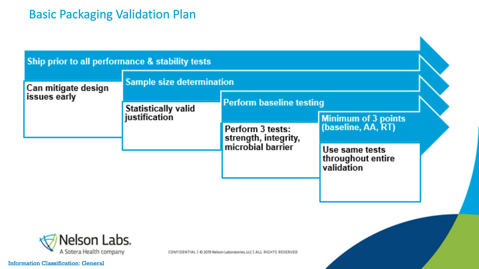So here is our validation summary. We start with the transportation and distribution testing. Then we will test for strength, integrity, and microbial barrier. There are a number of options in each category, and the right option is usually dependent on a number of factors, maybe the sterilization method and the package type. Some test methods are for the whole package, and some are for the material or the seal only. There are advantages and disadvantages to all the options.